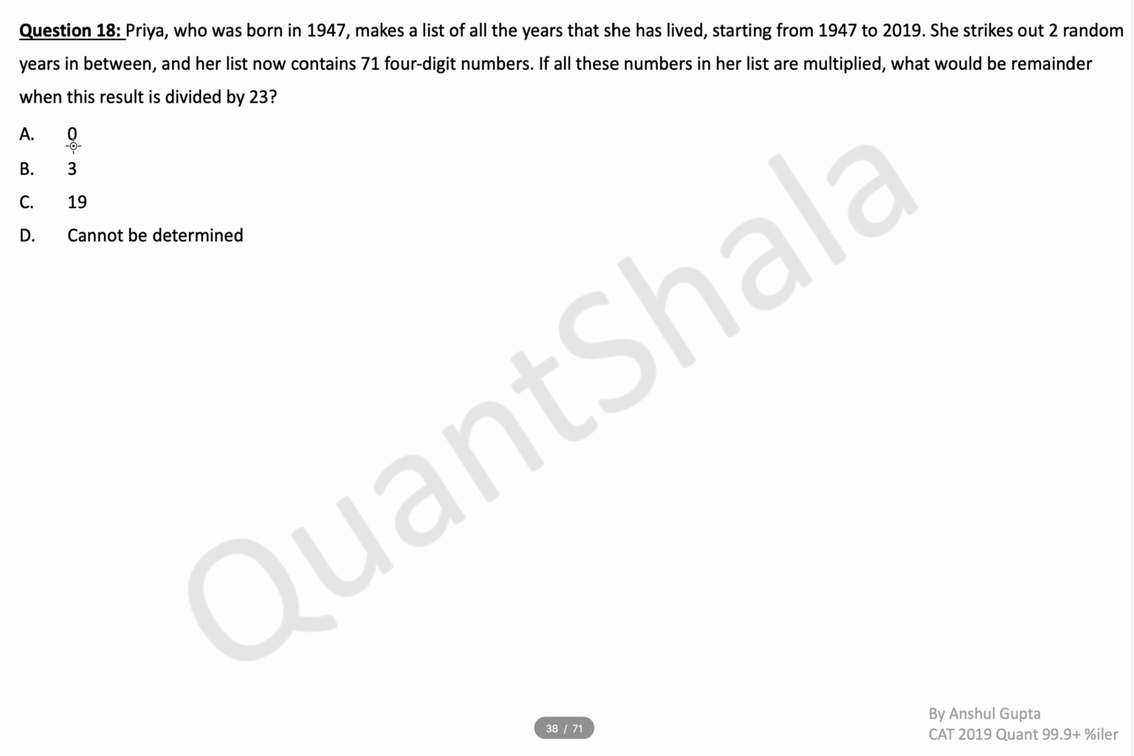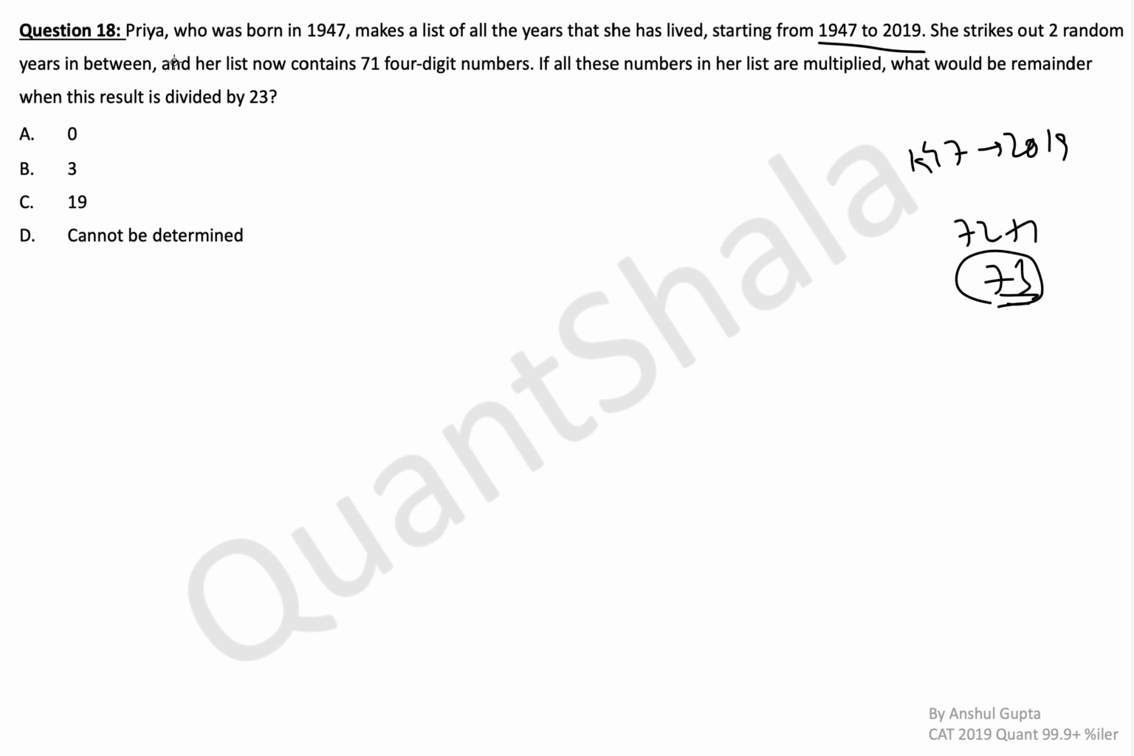Okay, coming to next question. This is a very interesting question. Priya, who was born in 1947, makes a list of all the years that she has lived, starting from 1947 to 2019. How many numbers are in this? 1947 to 2019. Subtract these, you get 72 plus 1. Basically 73 numbers in total.